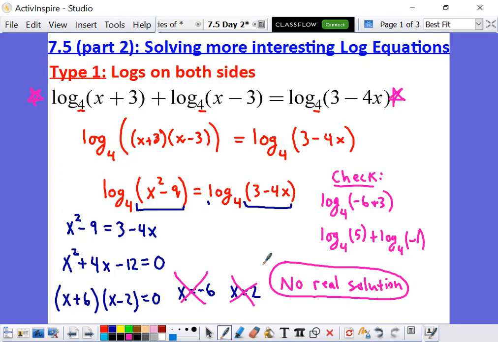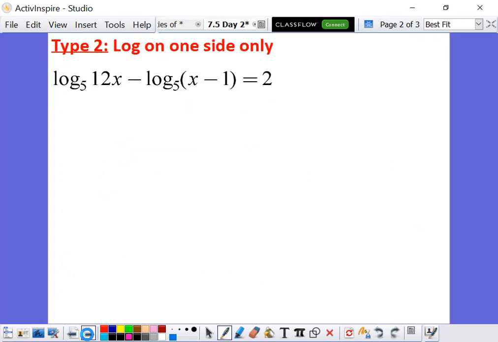Okay? That will not always be the case, but obviously you just see here that it is possible sometimes for every solution that you get using perfectly valid mathematics, when you plug it back in, to give you an error based on the function that you're dealing with. Okay? So let's look at the second type of more interesting log equations.